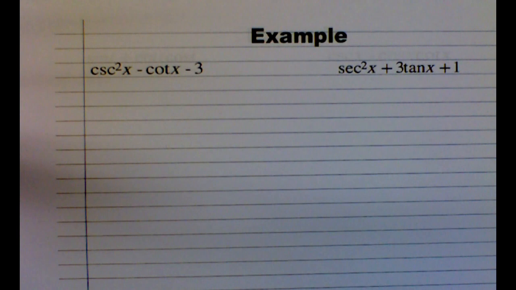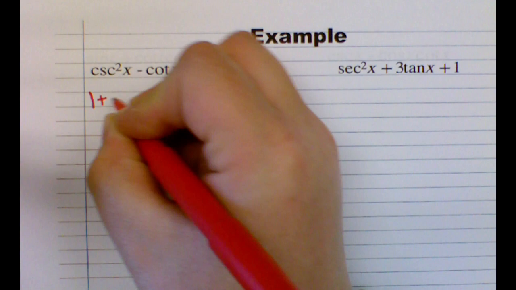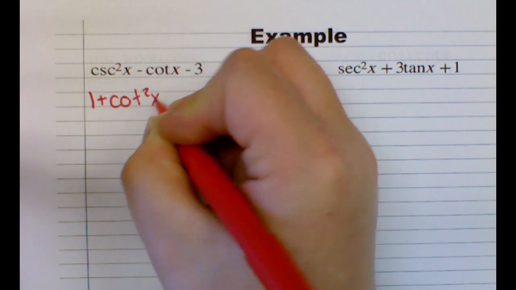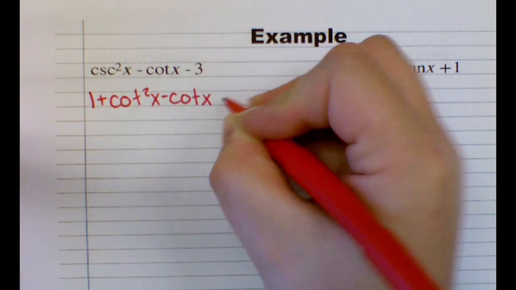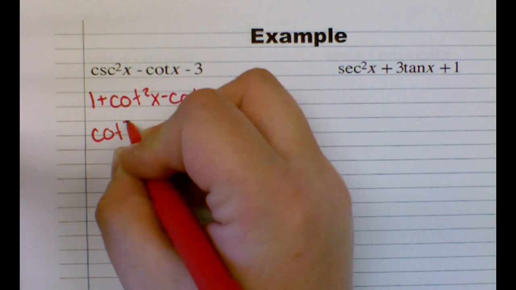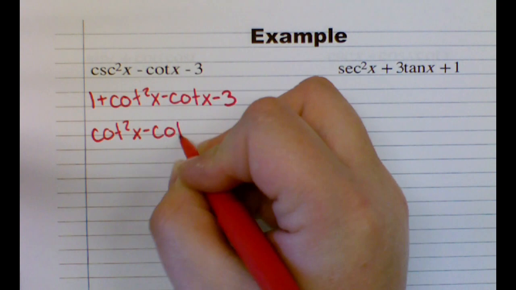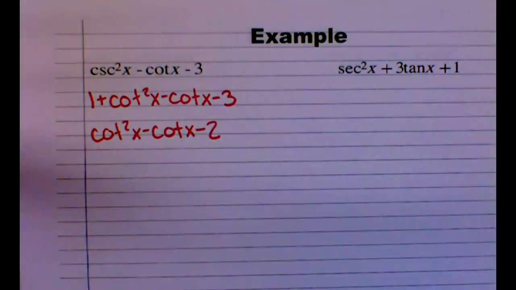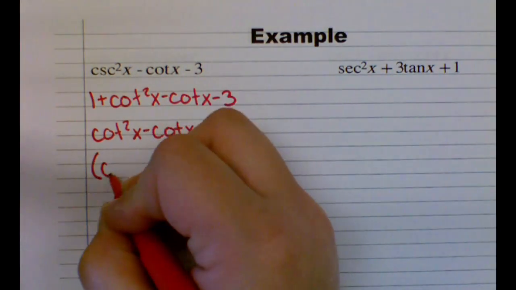All right, now our factoring is going to get a hair trickier. So I have cosecant and cotangent in the same expression. I can only deal with one trig function at a time. But I happen to know cosecant squared is 1 plus cotangent squared. So I'll plug that in, and keep that minus cotangent of x minus 3. Combine my like terms, I have cotangent squared of x minus cotangent of x minus 2. And now I can factor.